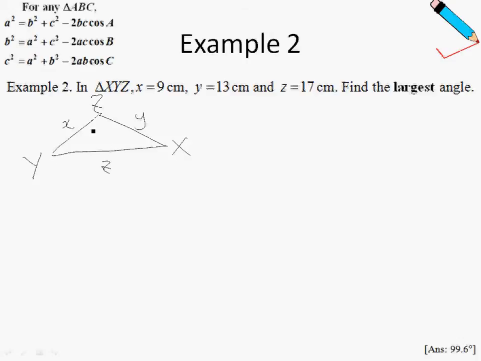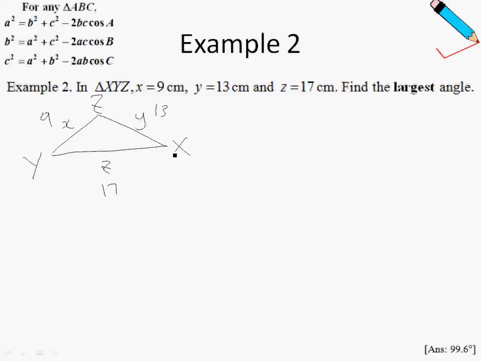Take note how I label the triangle. The side that is opposite of angle X is small x, opposite of angle Z is small letter z, and the same for Y. Let me just fill in the numbers now. So this is 9, this is 13, and this is 17.